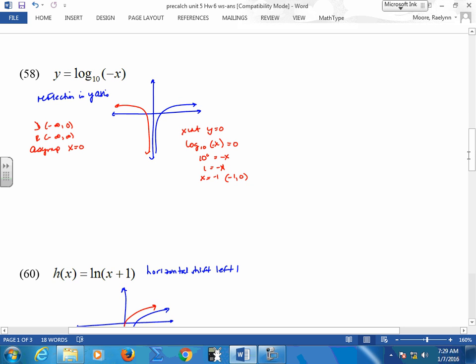Base 10 just hugs it a little tighter, but I still want your sketch to be the same. And when x negates, do it with your hand. If x goes from a positive to a negative, because the negative is next to the x, there's your reflection. Reflection in the y-axis.